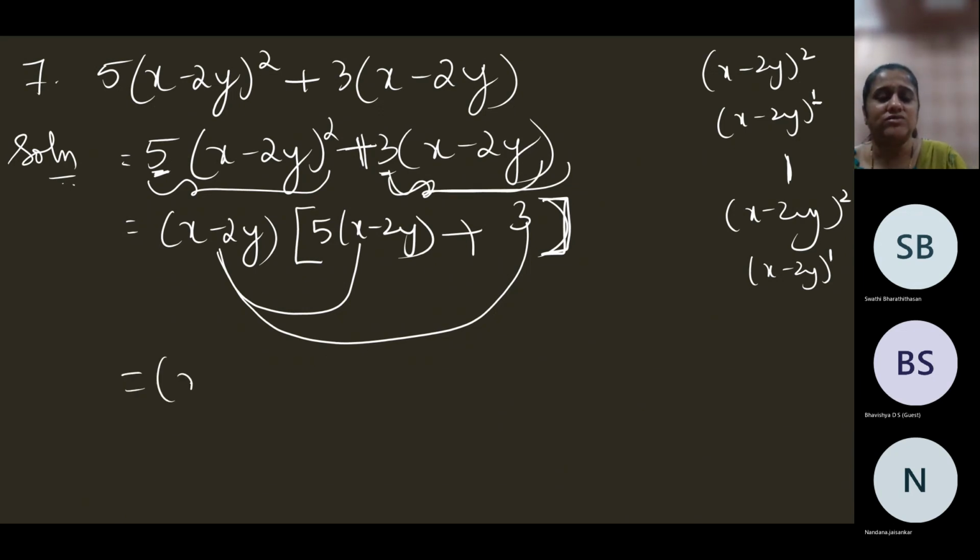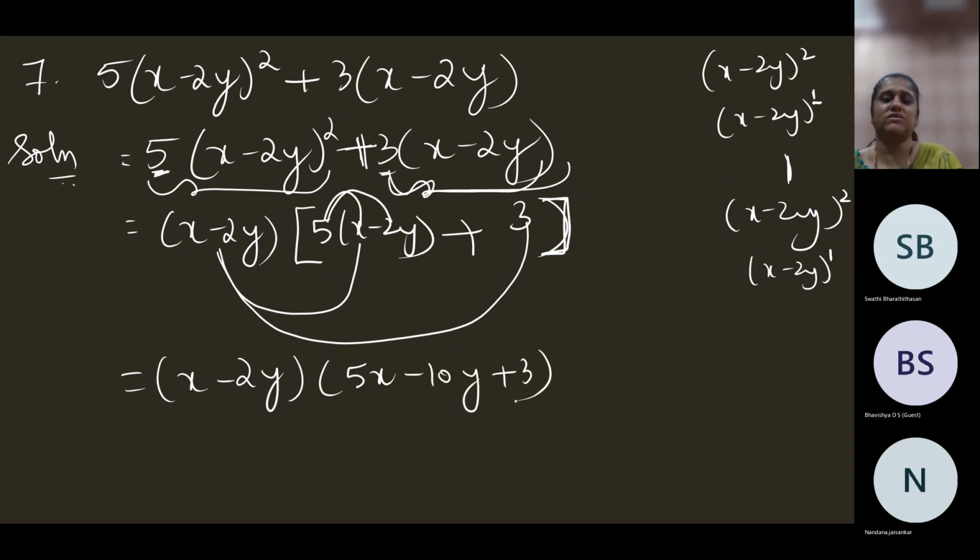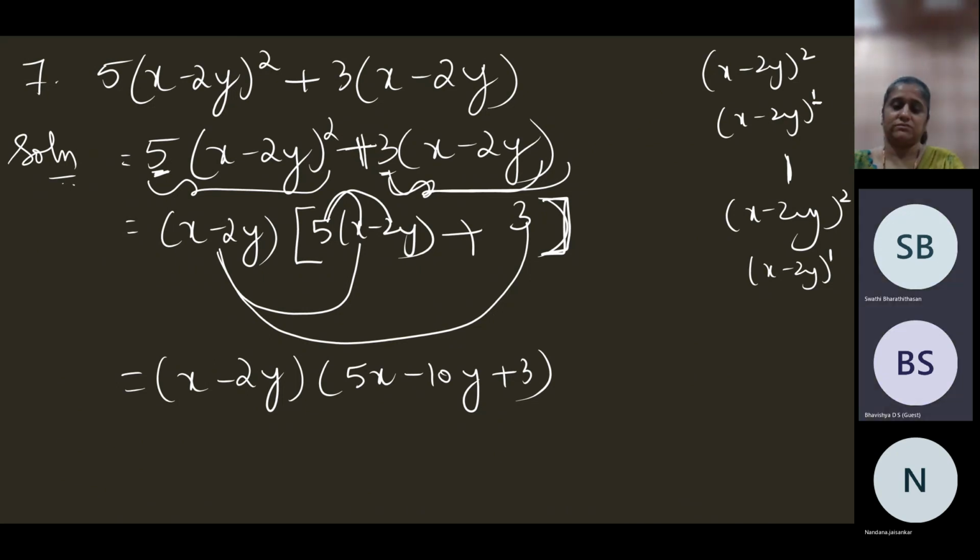Now, you just have to open up the bracket in the second term. 5 into x is 5x. 5 into minus 2y is minus 10y. Plus 3. That's all. Understood, children? Yes, ma'am. Understood. Very good.